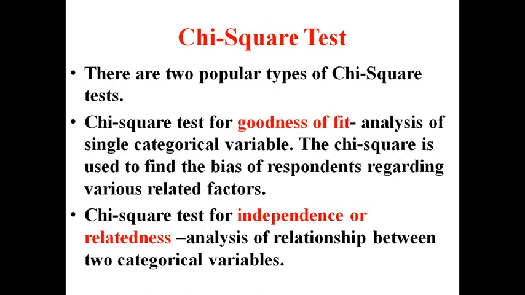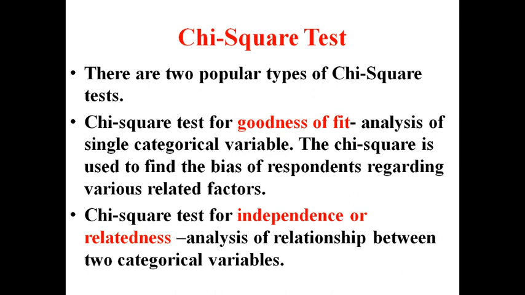Now, there are two popular types of chi-square test. Chi-square test for goodness of fit, that is the analysis of a single categorical variable. The chi-square is used to find the bias of respondents regarding the various related factors, in which we find the observed frequency as well as the expected frequency.